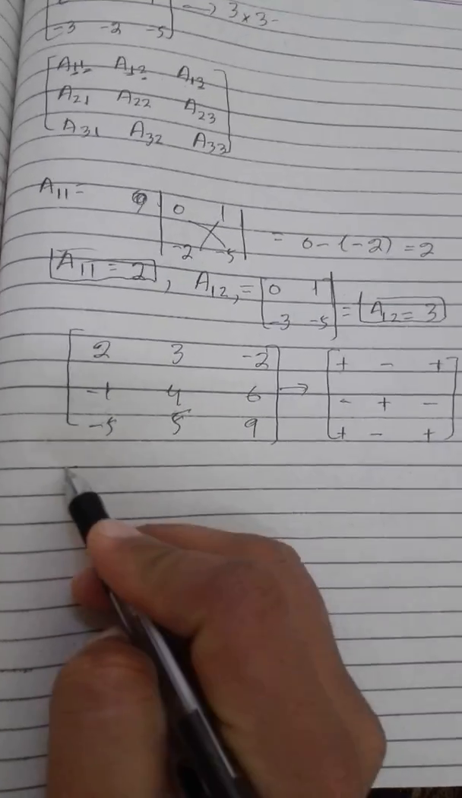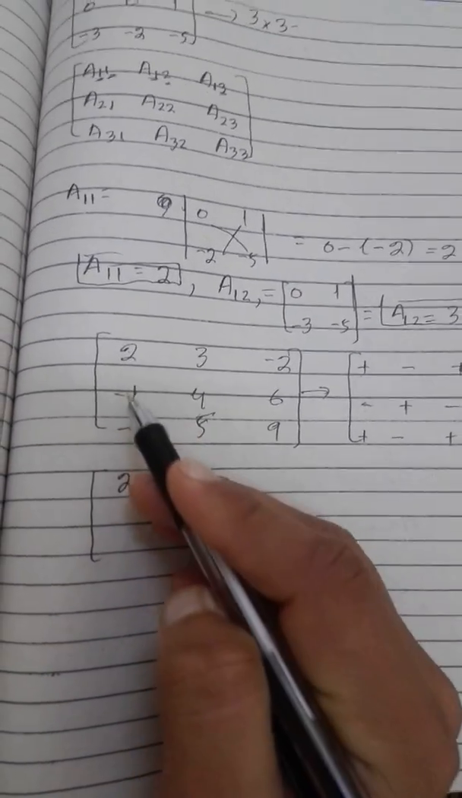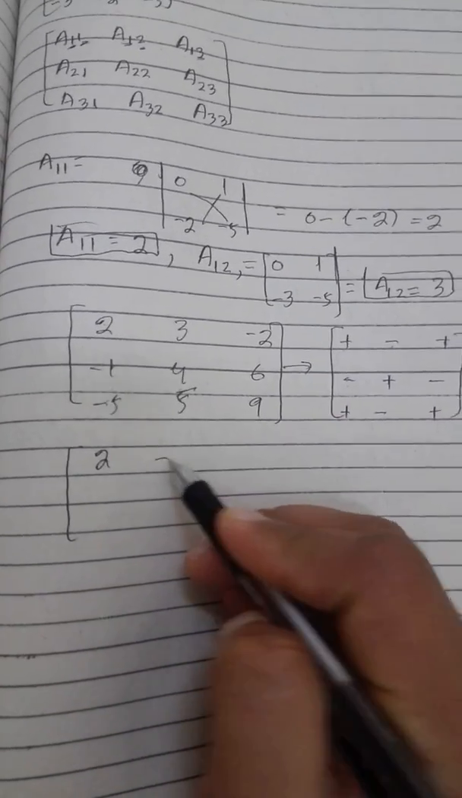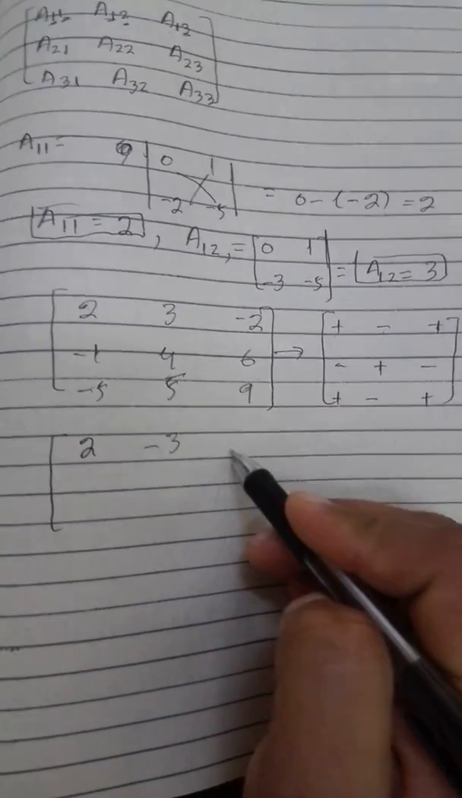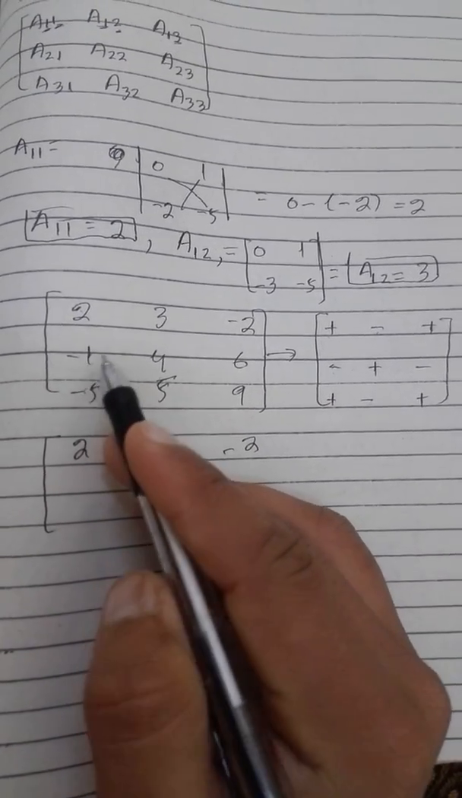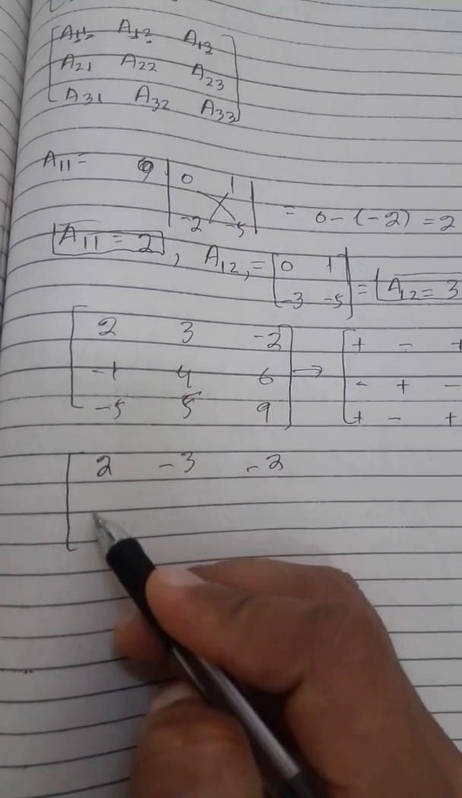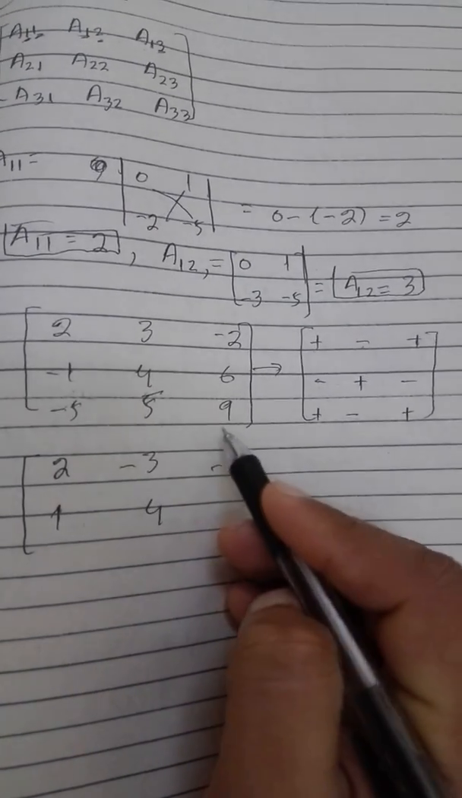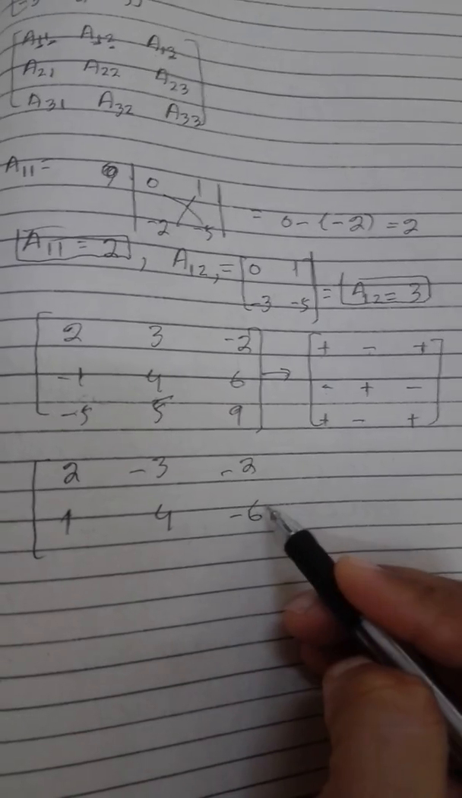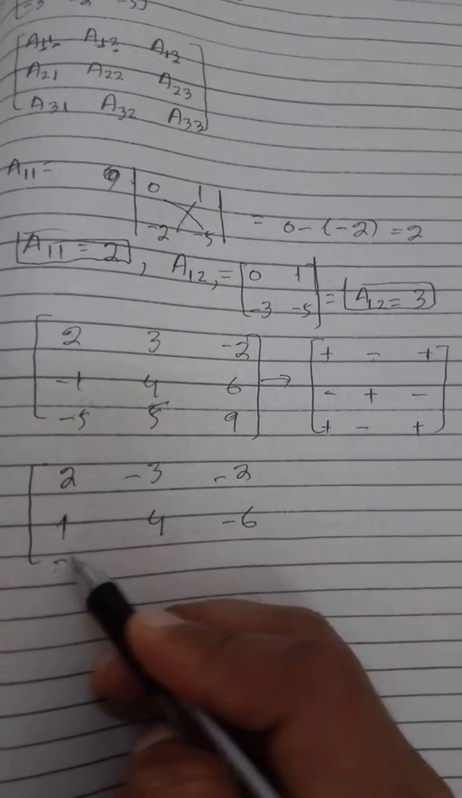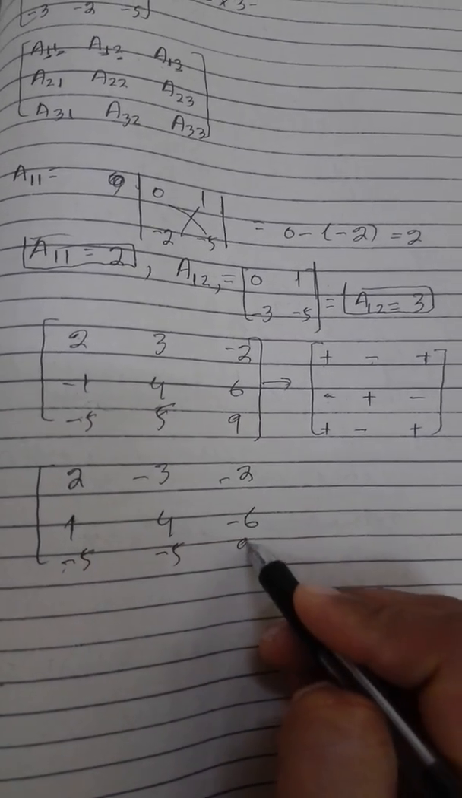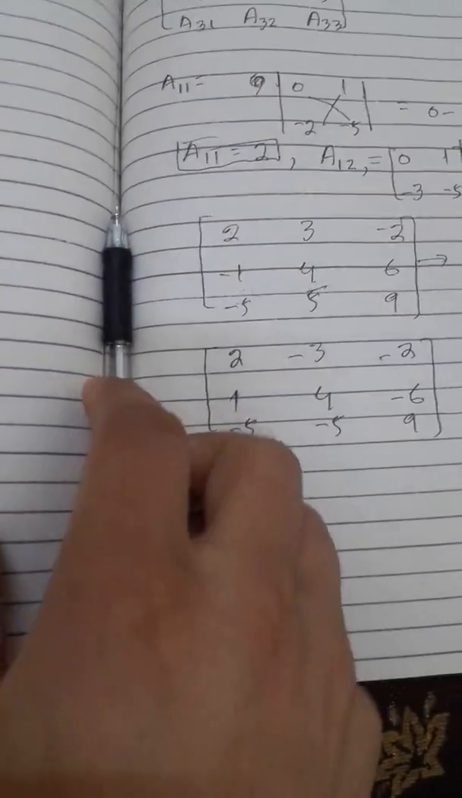So this will be left as it is, 2, and here we will take a negative value, so this will become minus 3, and this will be left as it is, minus 2, or minus minus, it will be plus 1, this will be plus 4. So we are about to finish.